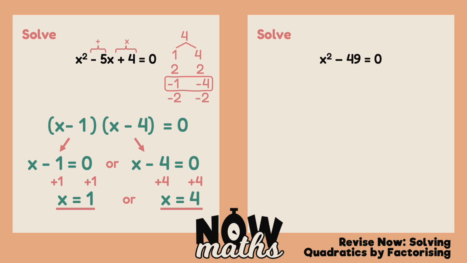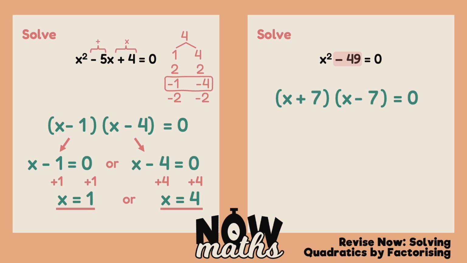For the equation on the right, the left-hand side of this equation is what we call the difference of two squares, since x is being squared and 49 is 7 squared, and it's a difference because it's a subtraction. The left-hand side will factorise into double brackets, and we need to find two numbers that multiply to make negative 49 and add to make 0 since there's no x term. Positive 7 and negative 7 do this, so that's what goes in our brackets.